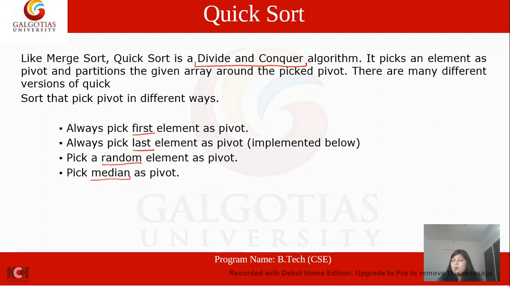Now the point is what this pivot is going to do. This pivot is going to decide which elements will be kept on the left hand side or at the right hand side in the array. So let us see with the example itself.